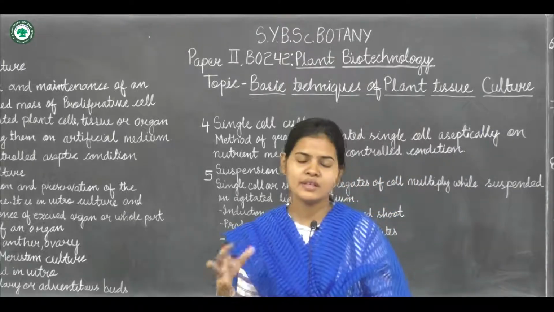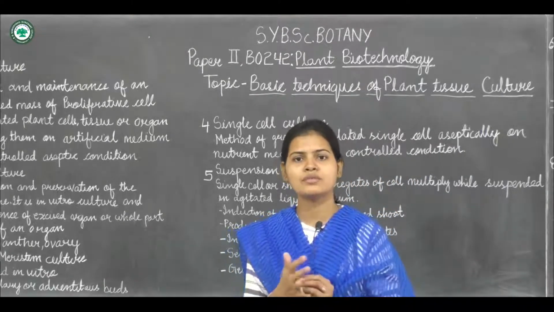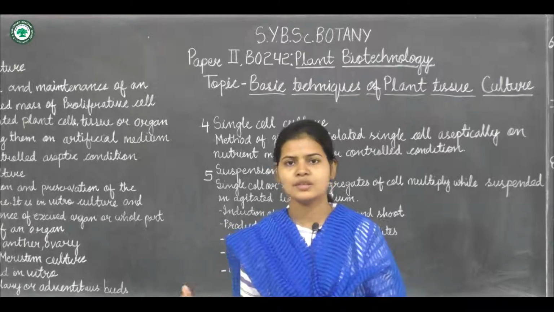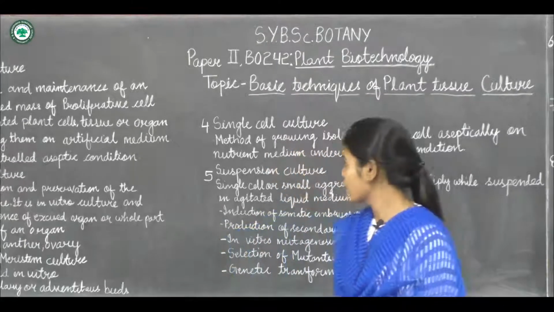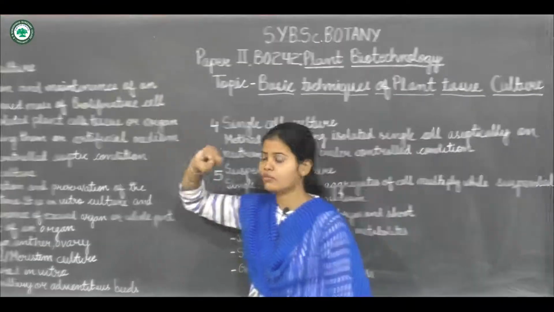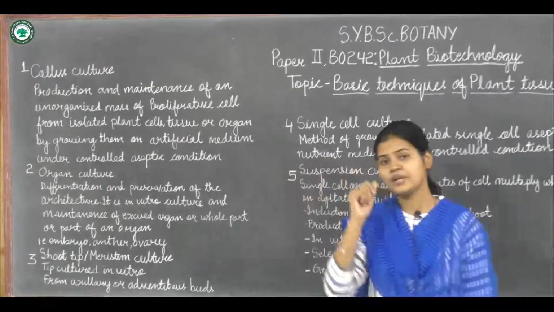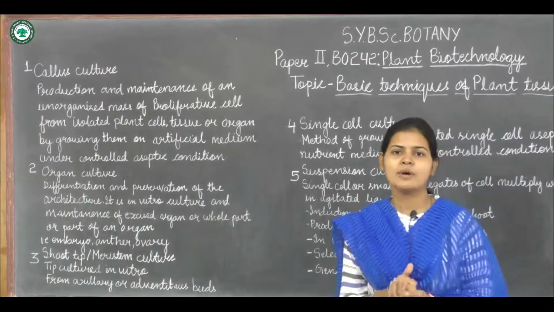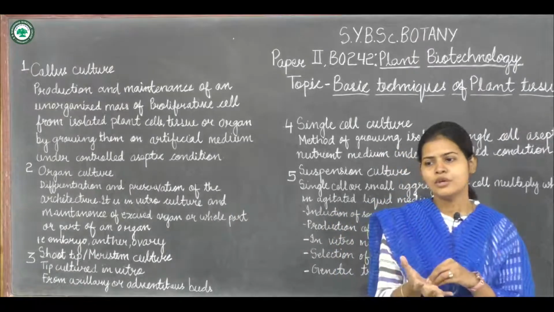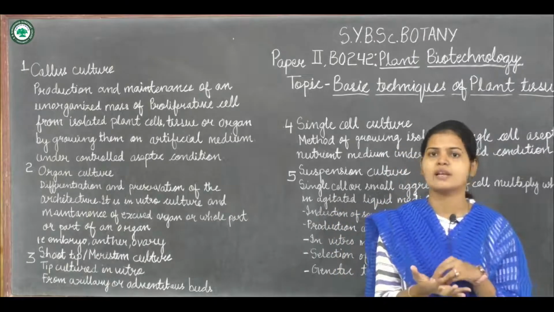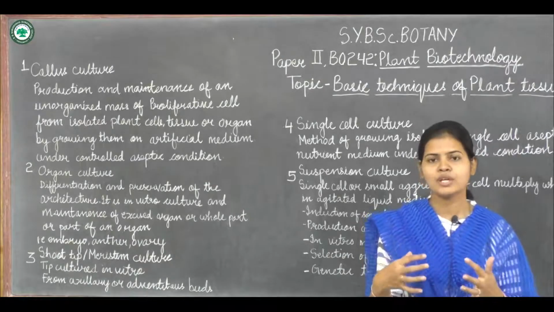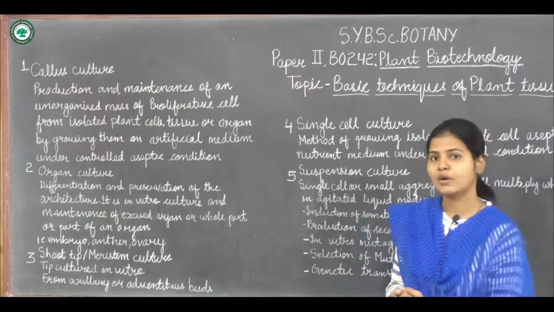So what are the various techniques which are used in plant tissue culture for generation of a new plant, or we can say regeneration of a complete plant? So here are some techniques. First is callus culture. What is callus culture? Callus can be called an unorganized mass of cells. If we keep a cell on a medium, it will start to grow, and it will grow in an unorganized manner. So that can be called a callus.